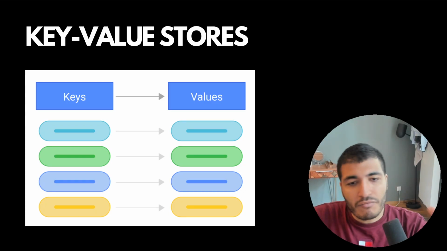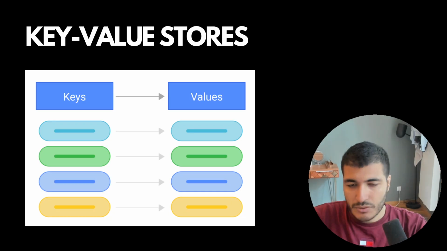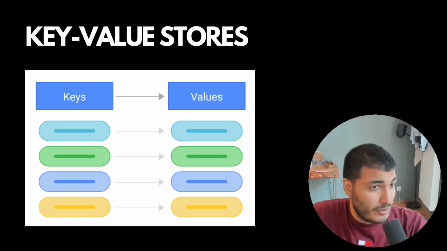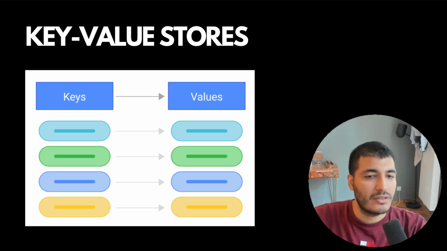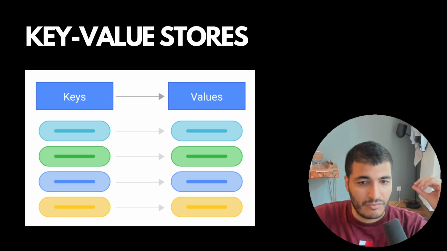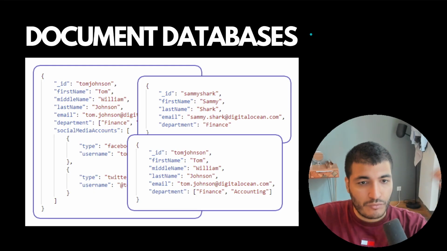You can think of Redis, which is an in-memory data structure store that stores anything you need basically, or maybe Amazon DynamoDB, which is a highly scalable and fully managed key value store in the cloud. Next, we have document databases.